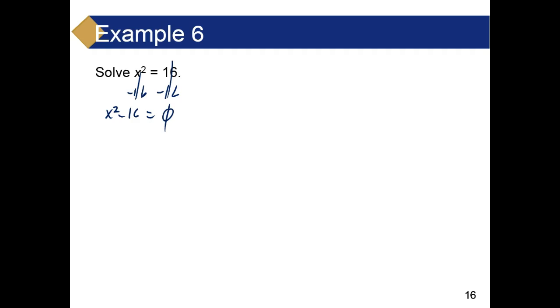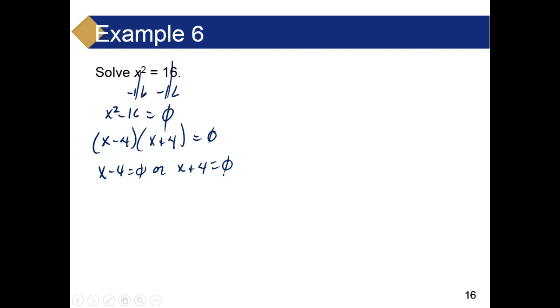Any ideas? Excellent. Okay, how do you factor? x minus 4 times x plus 4, difference of two perfect squares, equals 0. Now what? So each of them equals 0. We have a product of two entities equals 0. One of them's got to be a 0. So either x minus 4 is equal to 0 or x plus 4 is equal to 0.